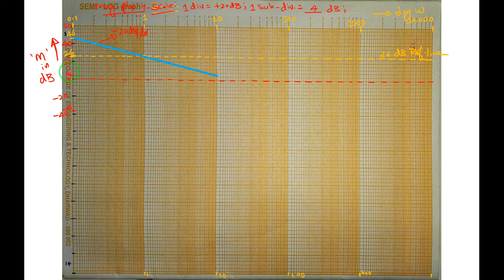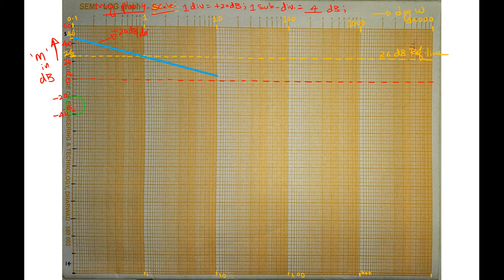From plus 4 to minus 36, it is 40 dB, right? Here from 0 to minus 36, it is 36, plus 4, 40 dB, right? I was at plus 4 dB. Now I will come to minus 36. If I come to minus 36 from plus 4, it is totally 40 dB, right? 40 dB. Yes, I hope you are getting it.